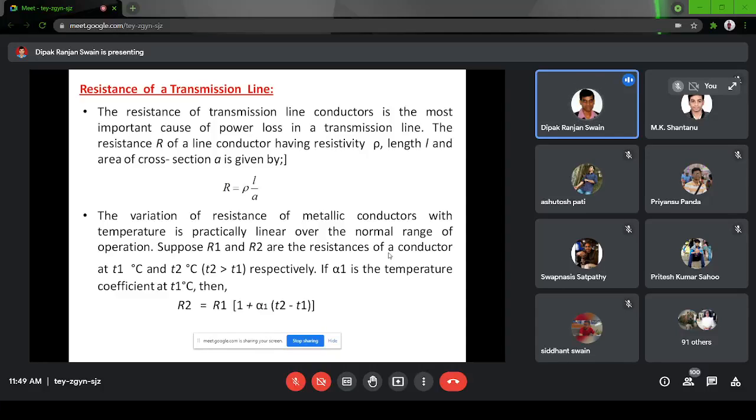As I have told, the conductors used for transmission and distribution are bare conductors and they are subjected to different atmospheric temperatures. So if the value is given, it will be given for a particular temperature. If you are operating at a different temperature, you know how to calculate it. Let us say R2 is the new resistance, R2 = R1(1 + alpha1(T2 - T1)). T2 is the new temperature, and T1 is the temperature at which R1 is given. So you can calculate the new resistance using this formula.